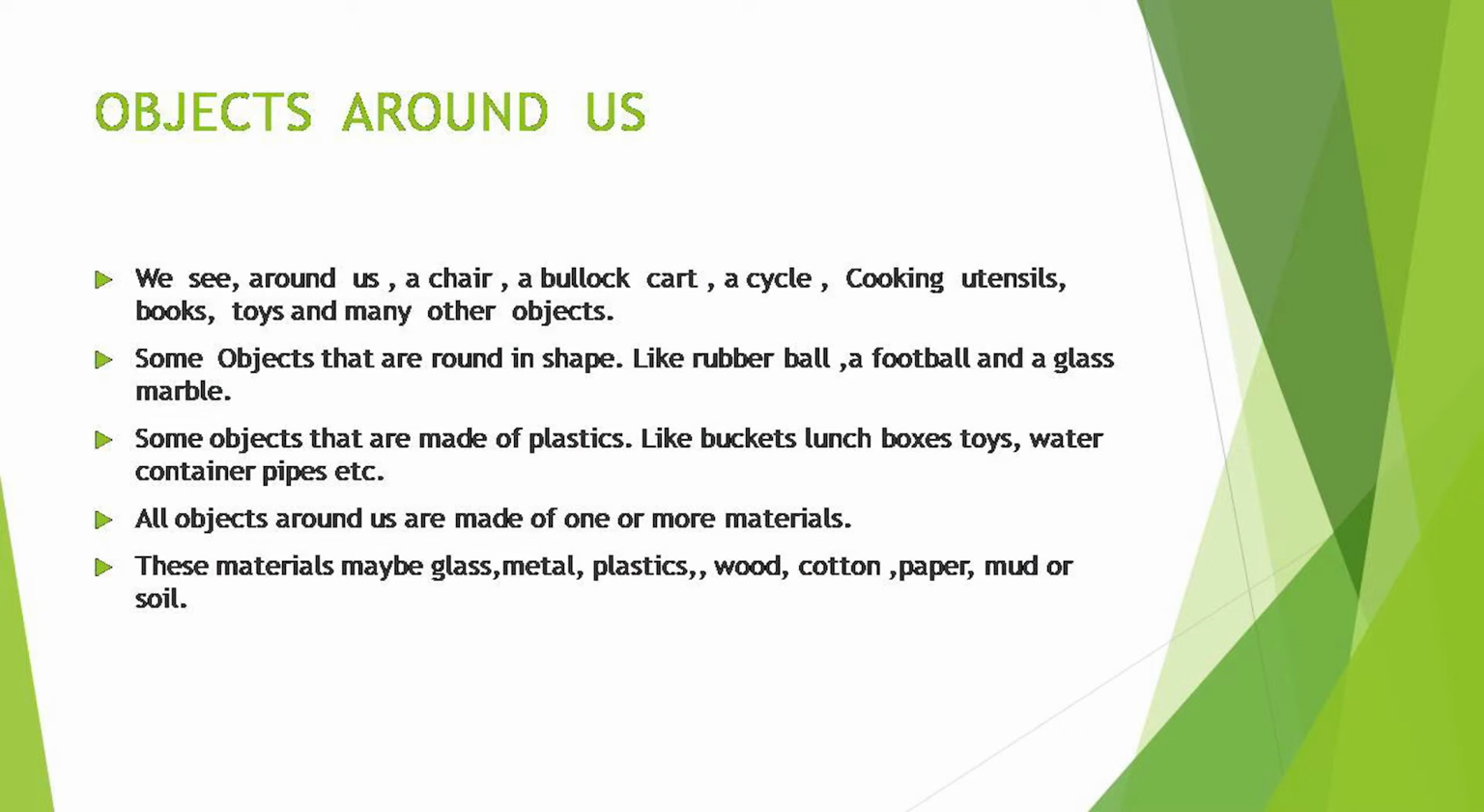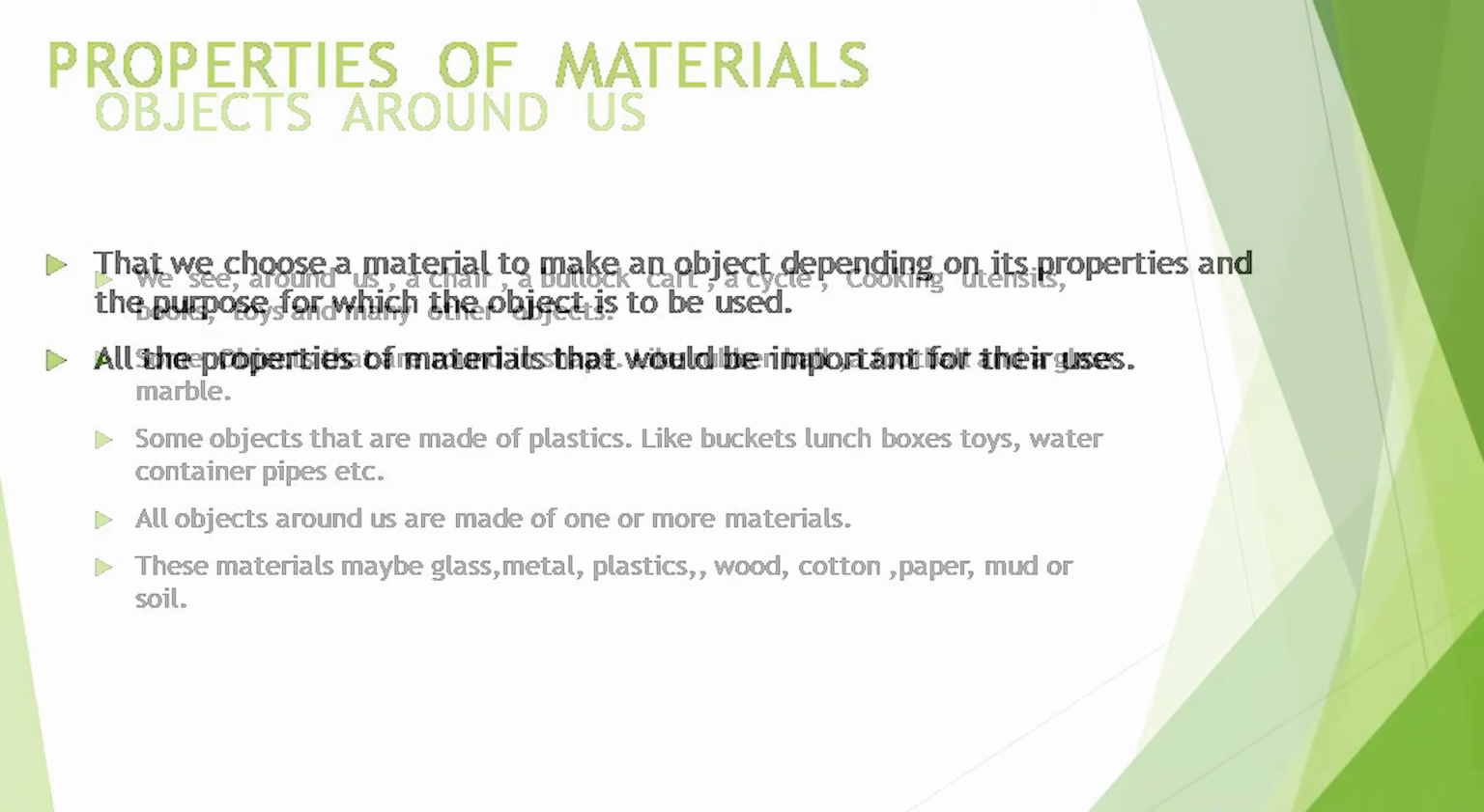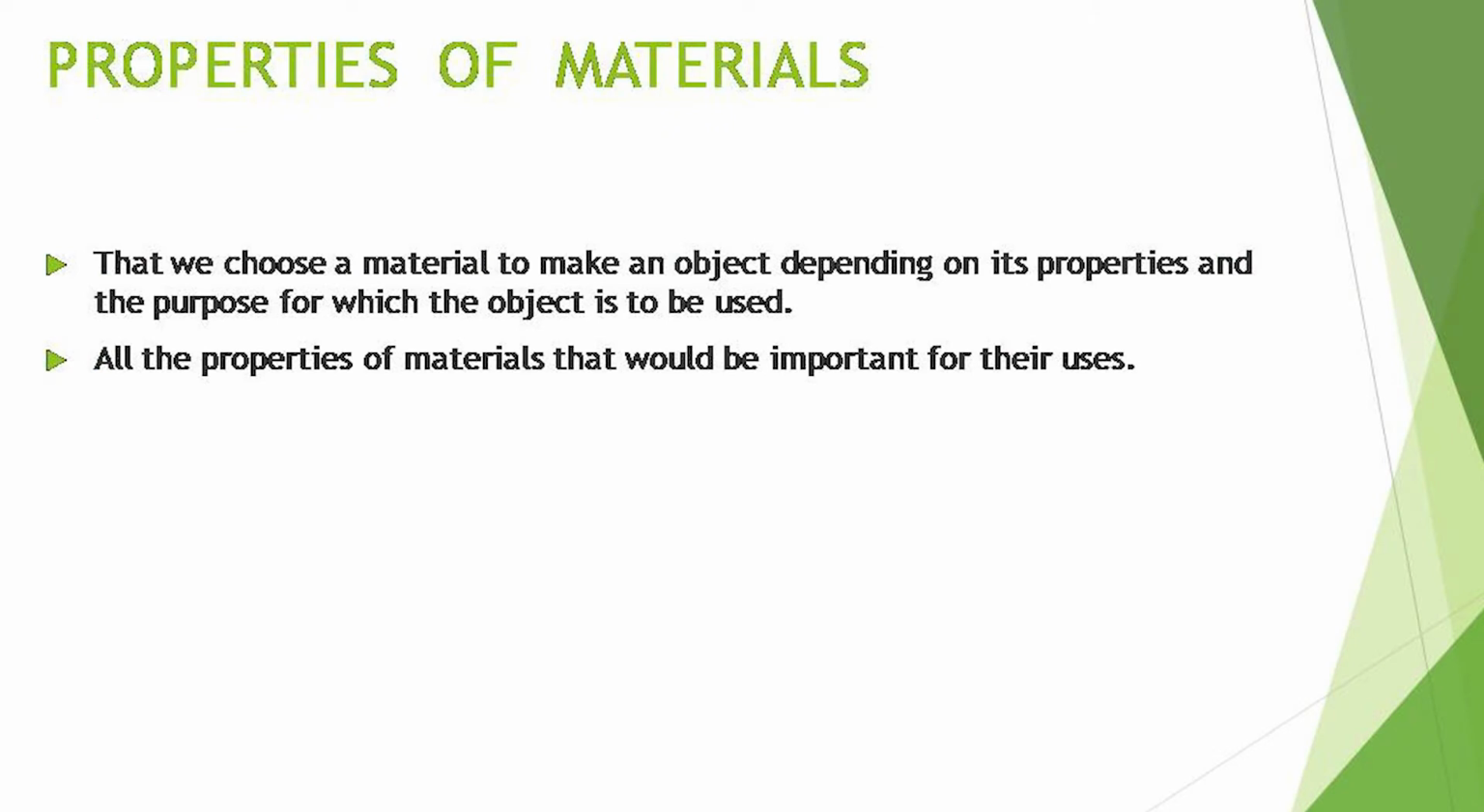Some objects are made up of plastic, like buckets, lunch boxes, toys, water containers, pipes, etc. All objects around us are made up of one or more materials. These materials may be glass, metals, plastic, wood, cotton, paper, mud, or soil. All these qualities of materials are categorized as properties of materials. So the next topic is properties of materials.